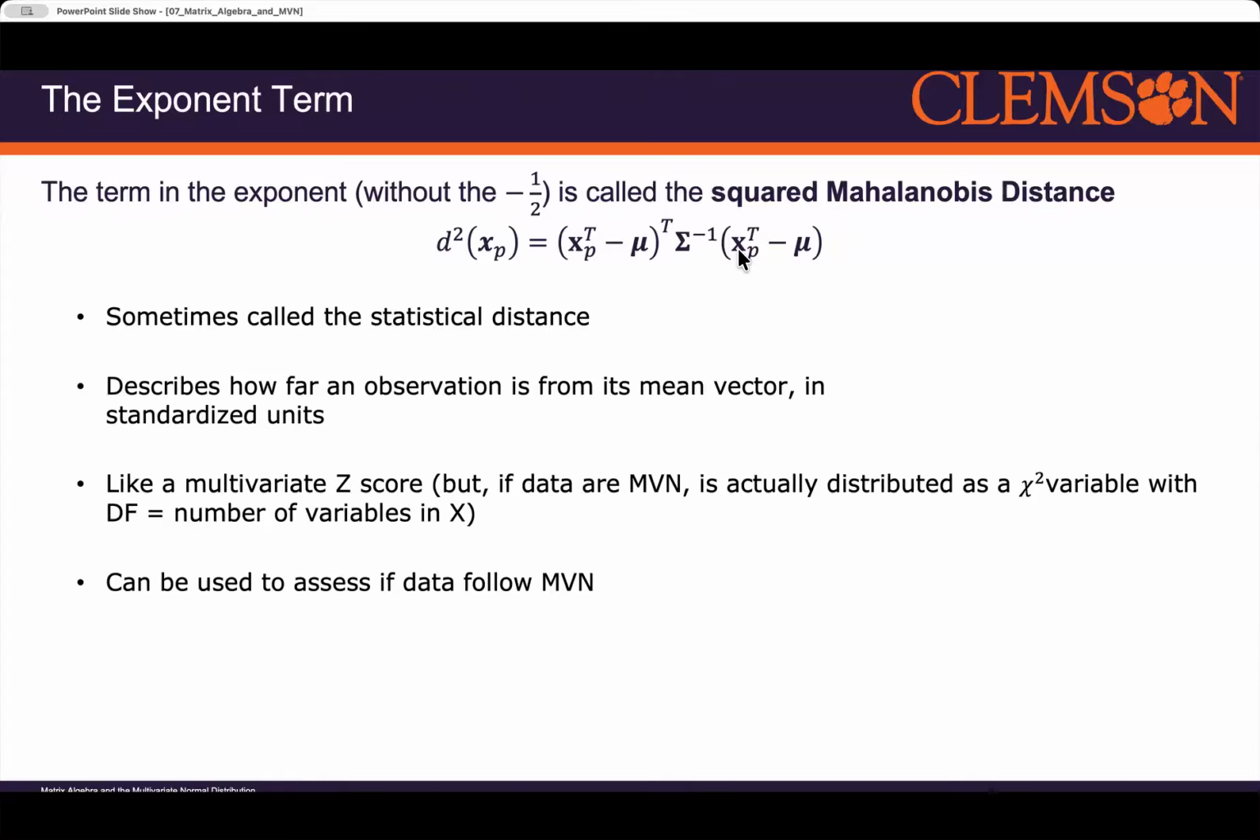Sometimes we call this a statistical distance, right? It describes how far an observation is from its mean vector, but it's standardized by the covariance matrix. So basically standard units away. So it's like a multivariate z-score, right? And it turns out if your data do follow a multivariate normal distribution, this term follows a chi-square distribution. So there are all these nice properties that show up. If we ever want to assess whether data follow a multivariate normal, we can use this and compare it to a chi-square distribution, because if the data are multivariate normal, this should be chi-square.